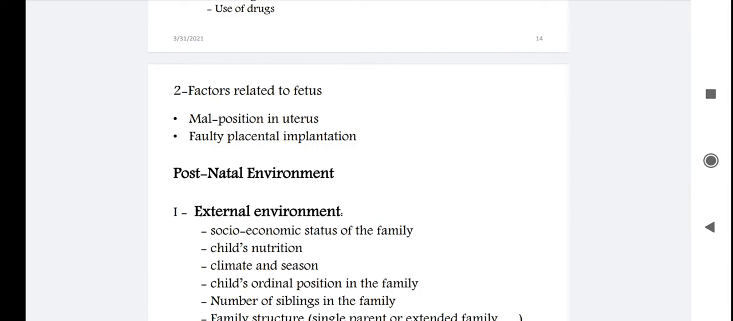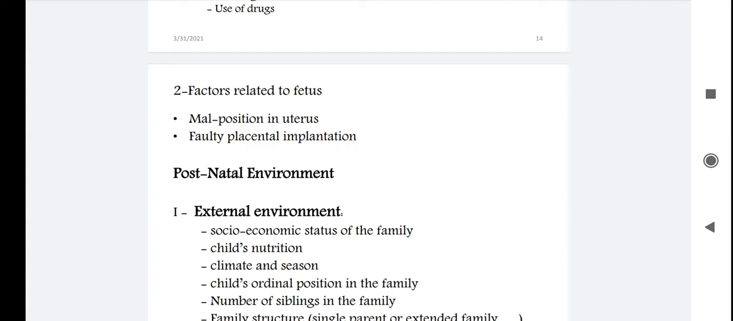Factors related to the fetus: malposition in the uterus and faulty placental implantation. Those two factors are related to the fetus, and together with the factors related to the mother, these are part of the prenatal environment.